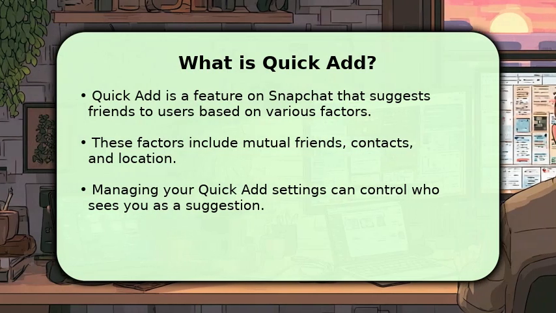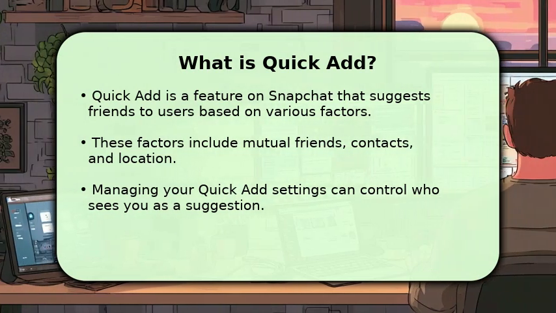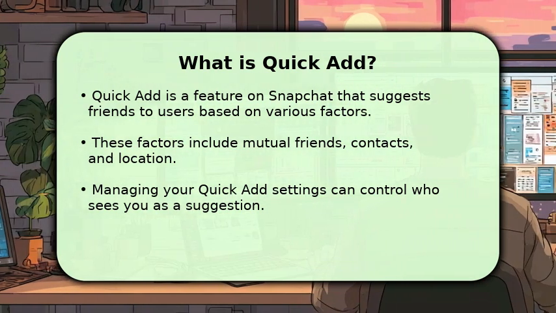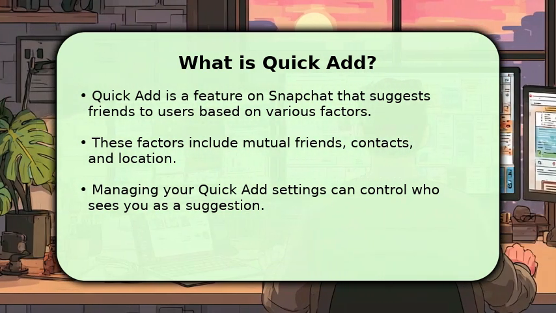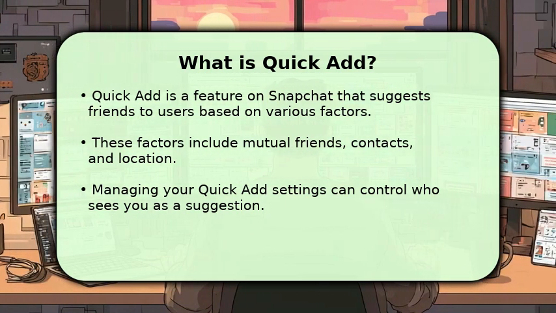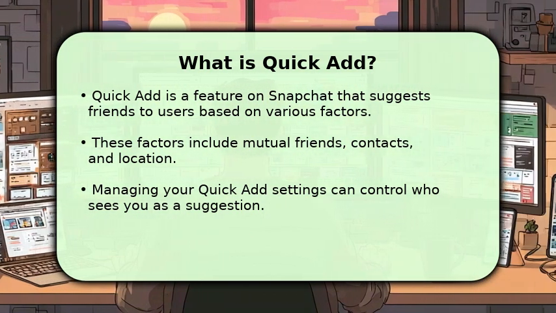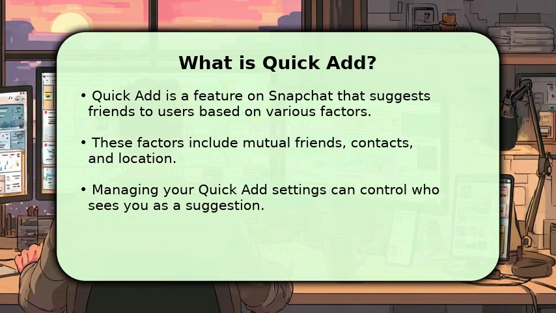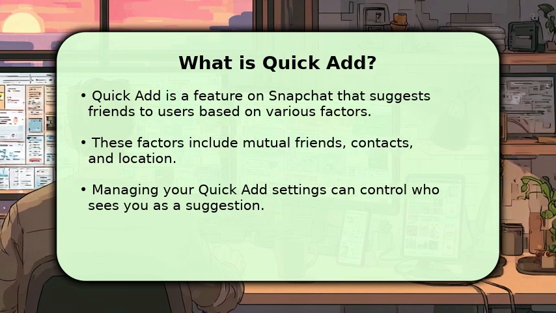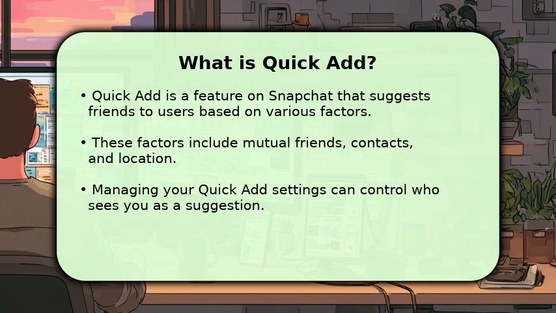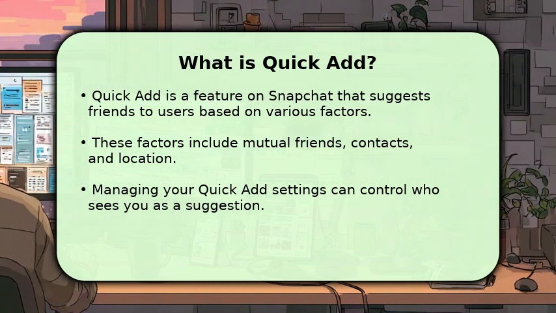First, let's understand what Quick Add is all about. Quick Add is a handy Snapchat feature that suggests potential friends to you and vice versa. It uses factors like mutual friends, your phone contacts, and even your location to make these recommendations. While it's great for connecting, sometimes you might want to refresh these suggestions or control who sees your profile. Knowing how it works is the first step to effectively managing your Snapchat presence.